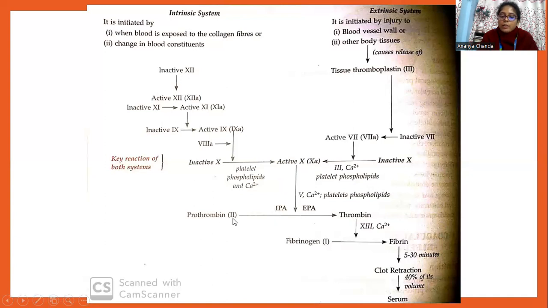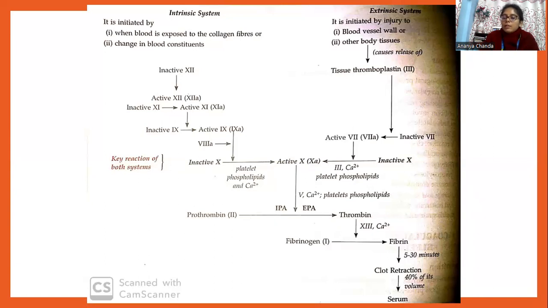activates factor 2 to convert it into thrombin. So basically thrombin is not present in our body in an active state. What happens? This factor 10 helps in the conversion of prothrombin into thrombin. Then this thrombin does what?